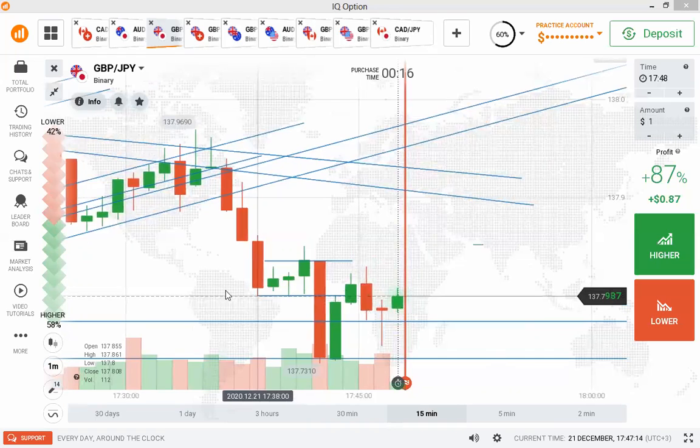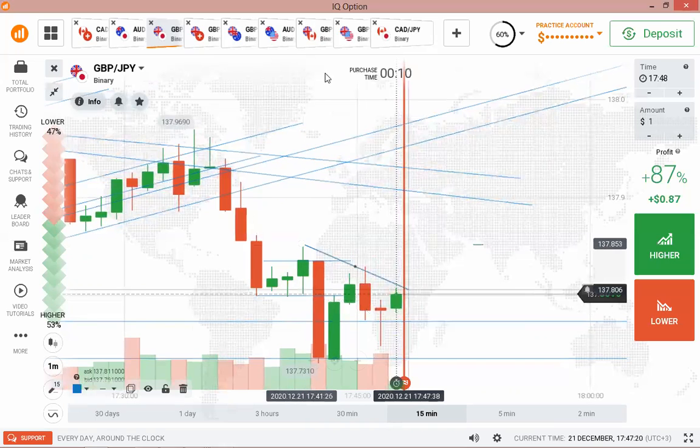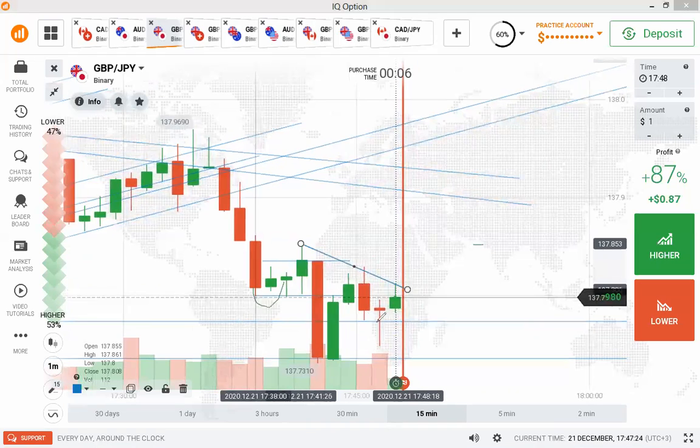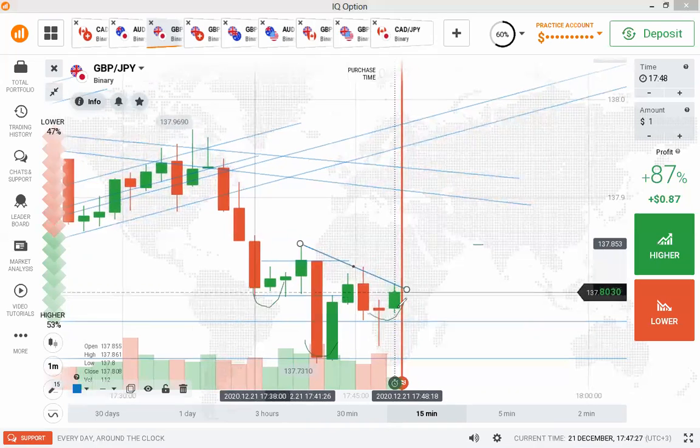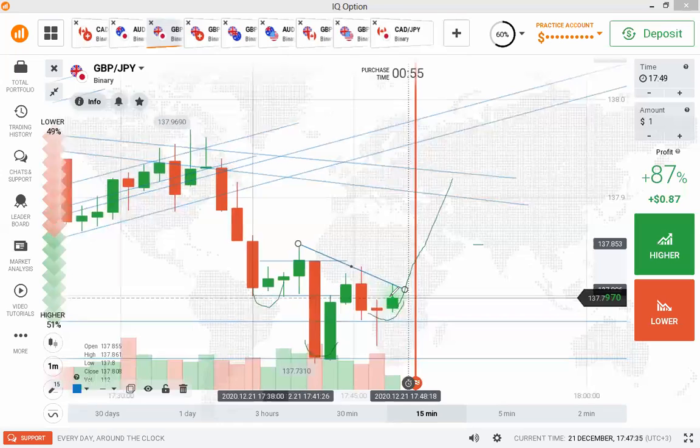Or let me say the neckline should be something like this. Okay, this one: first shoulder, head, second shoulder. So they will now break the trend line and continue in momentum. So just watch if the buyers break this trend line, it's going to continue.